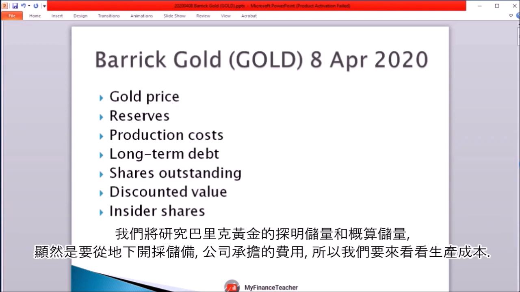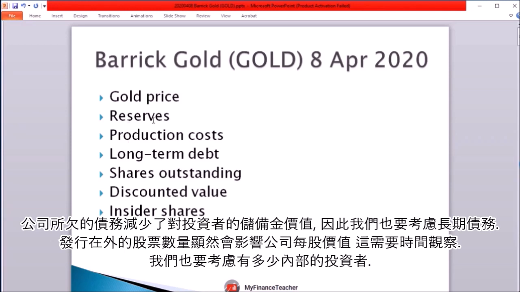We're going to look at the reserves of Barrick Gold, both proven and probable, as well as measured and indicated. Clearly, to mine the reserves out of the ground, the company needs to incur some costs, so we are going to look at production costs. The value of the reserves underground to the investors is diminished by the debts that the company has, so we also take into account the company's long-term debts. The number of shares outstanding clearly influences the value of the company per share. Mining the reserves out of the ground will take time, and we also take into account how many insider investors are there.